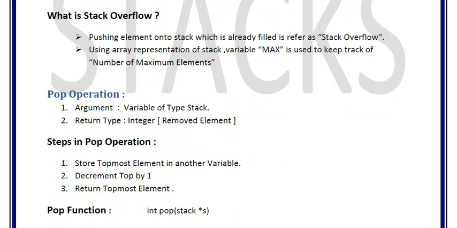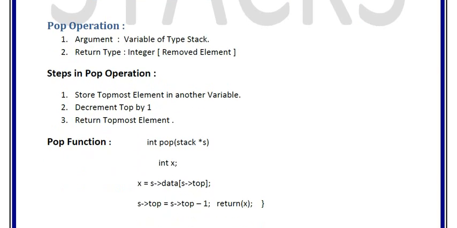Now, what is stack overflow? Stack overflow means the highest index value is 5 but you are putting in the sixth value. That is the reason for overflow. When the maximum number of elements is exceeded, it is known as stack overflow.